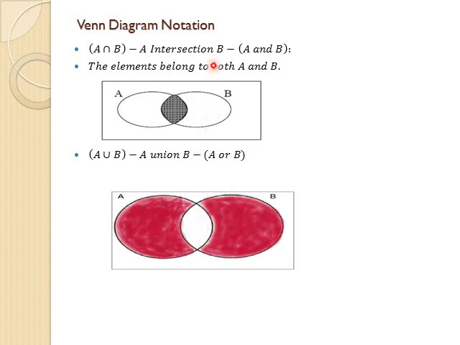Right, so that's just basic notation you must get used to. We don't need to write A and B, we can write A intersection B. We don't need to write A or B, we can write A union B. So make sure you know both of them.